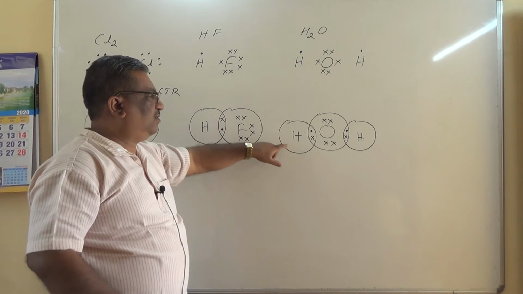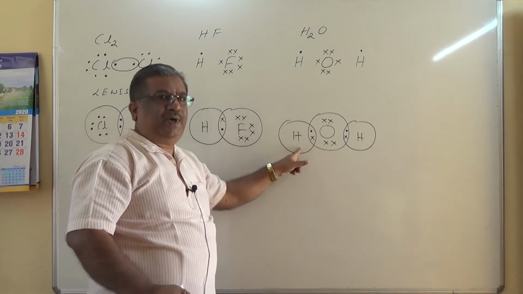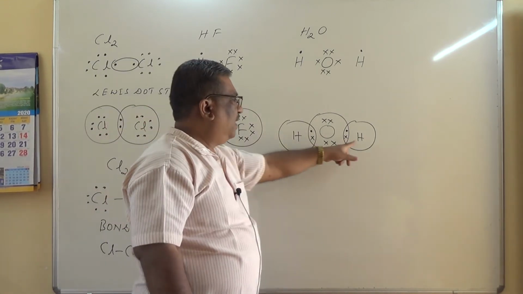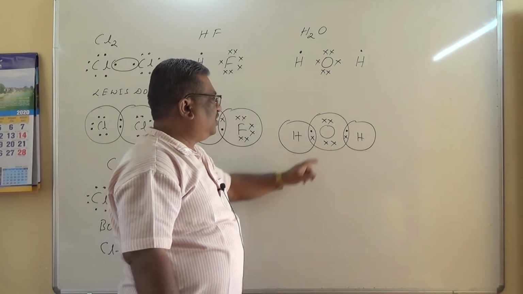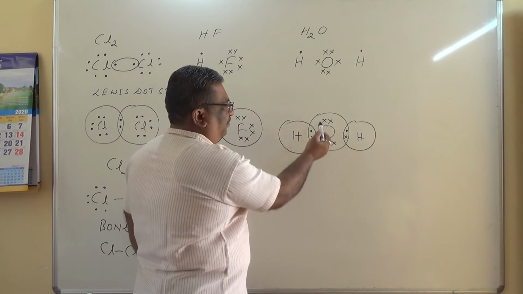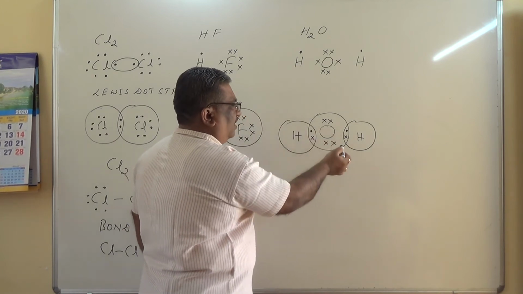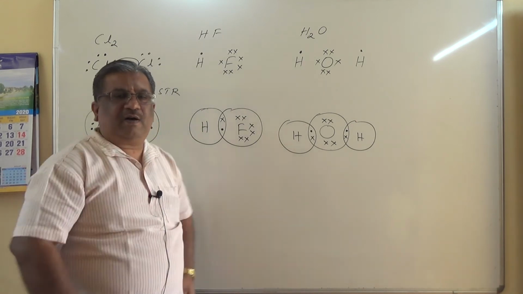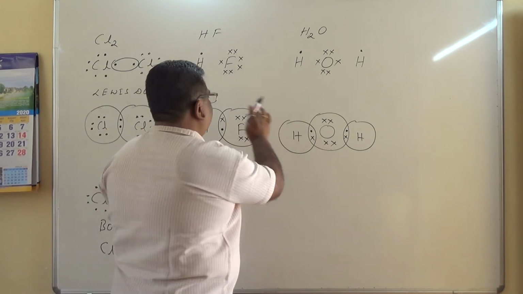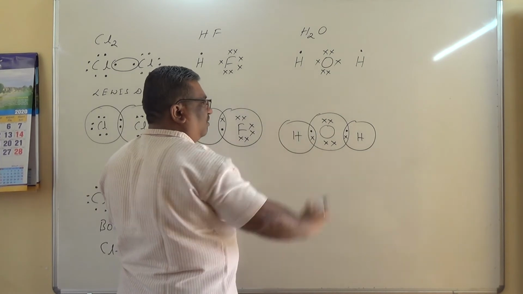Count the number of electrons for hydrogen 1, 2. By duplet rule it has achieved chemical stability. Here also this is achieved by duplet rule, the chemical stability. What about oxygen here? Count all the shared electrons 1, 2, 3, 4, 5, 6, 7, 8. Oxygen achieved chemical stability by means of octet rule. So this is a Lewis-Strauss structure and this is also a Lewis-Strauss structure.